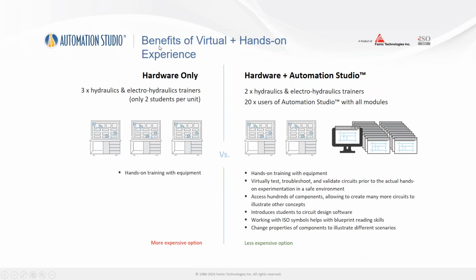Accordingly, the benefit of hardware only versus hardware plus Automation Studio is that it will save your time, and it is a less expensive option. If we consider hardware only, one student per unit can do the experiment. But if we have two hydraulic units and Automation Studio with 20 users, then they can do it by themselves, and it will take less time, as well as being a less expensive option.